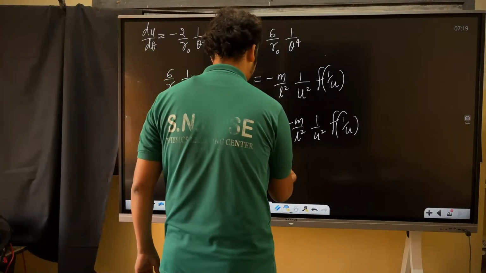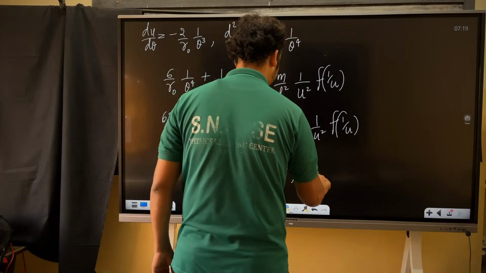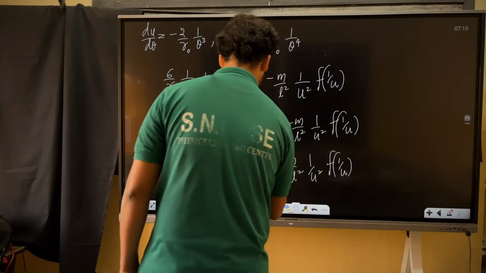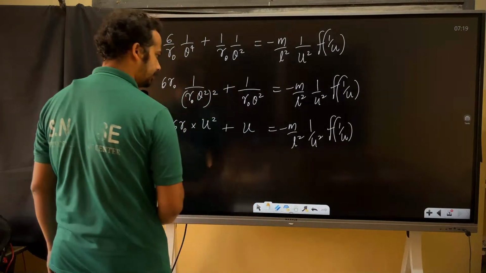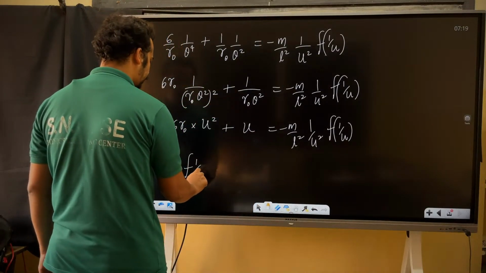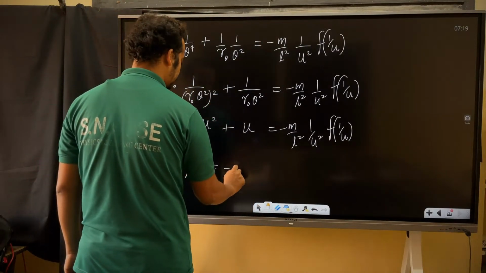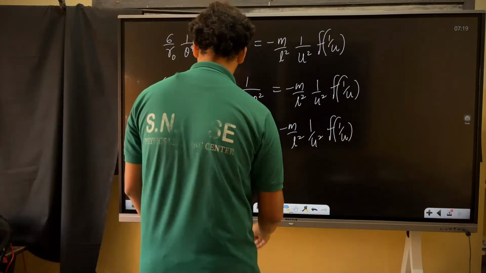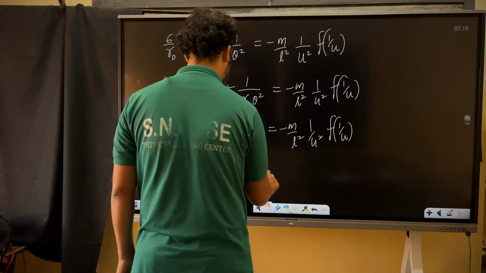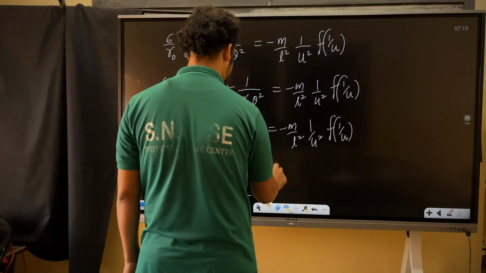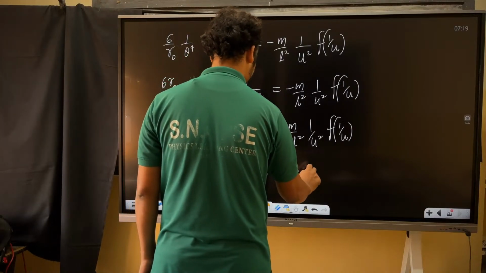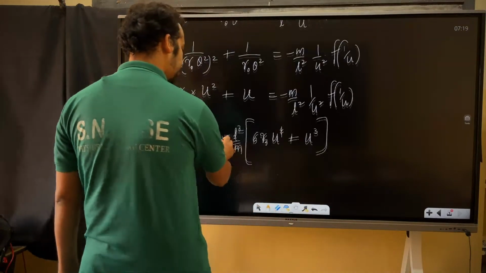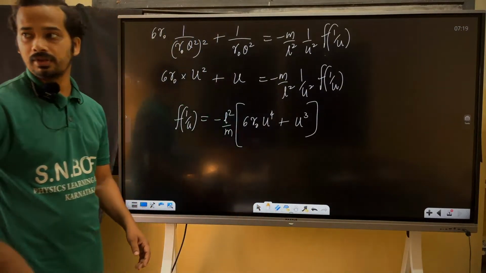So that's equal to minus m by l square, 1 by u square, f of 1 by u. Okay, so then when you multiply f of 1 by u, that's equal to minus l square by m times u square multiplied. That's why 6 r naught into u raised to 4 plus u raised to 3. Am I right? Be careful, this is force, not potential.